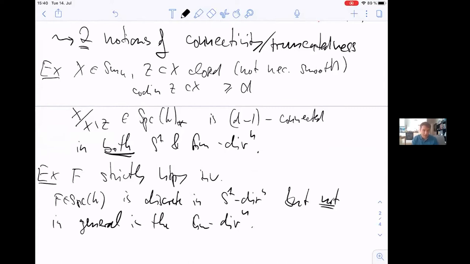I'm not sure that I have anything. There's a question for you, Tom. Yes, I saw the question. Is there a nice reference for this filtration argument when Z is not smooth? Probably, but not off the top of my head.